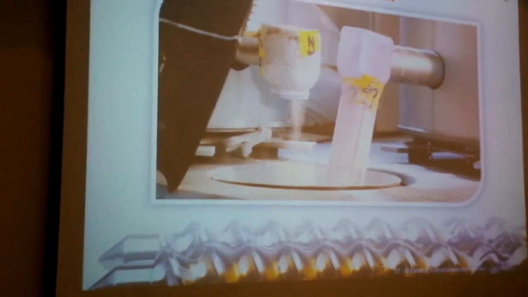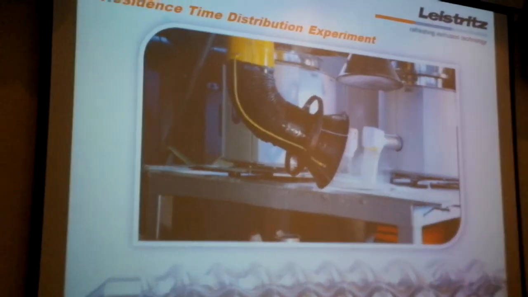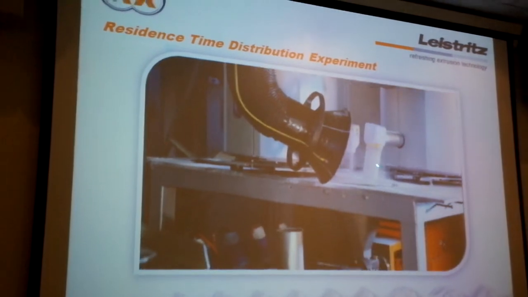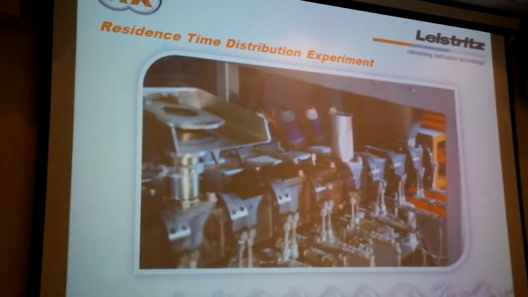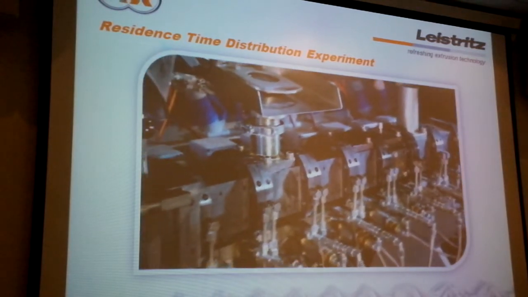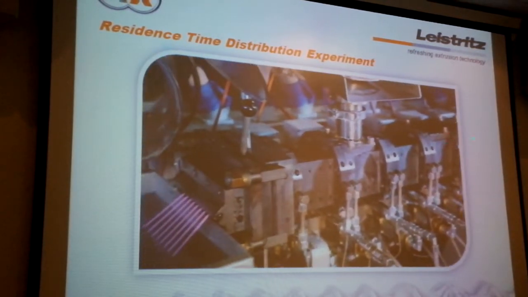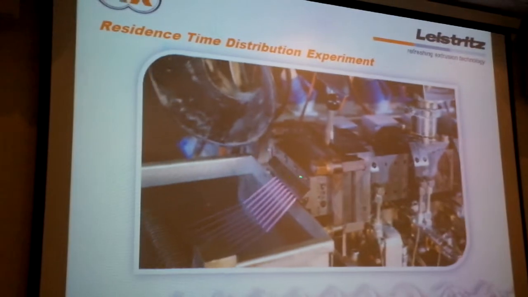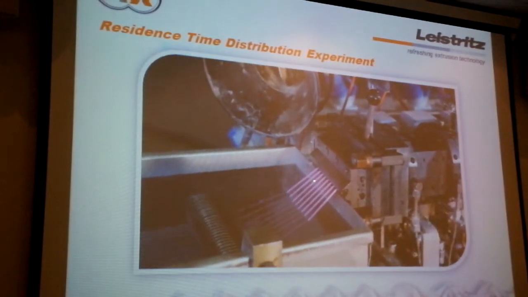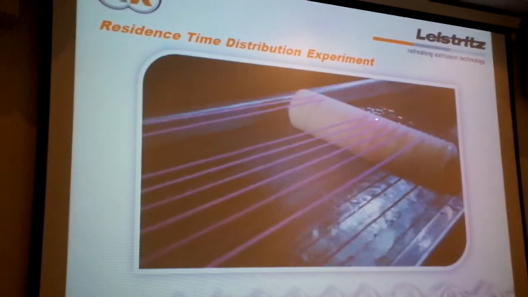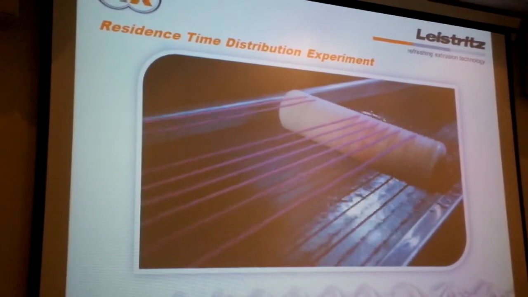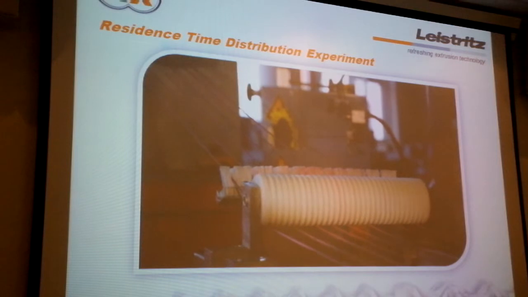Here you can see the film where we have on the one hand the polymer, and here we have calcium carbonate as a tracer for the residence time. Here we see the process section of the extruder, and here we can see the strands, and we can see that with them getting more and more pink, the calcium carbonate comes into the polymer more and more.